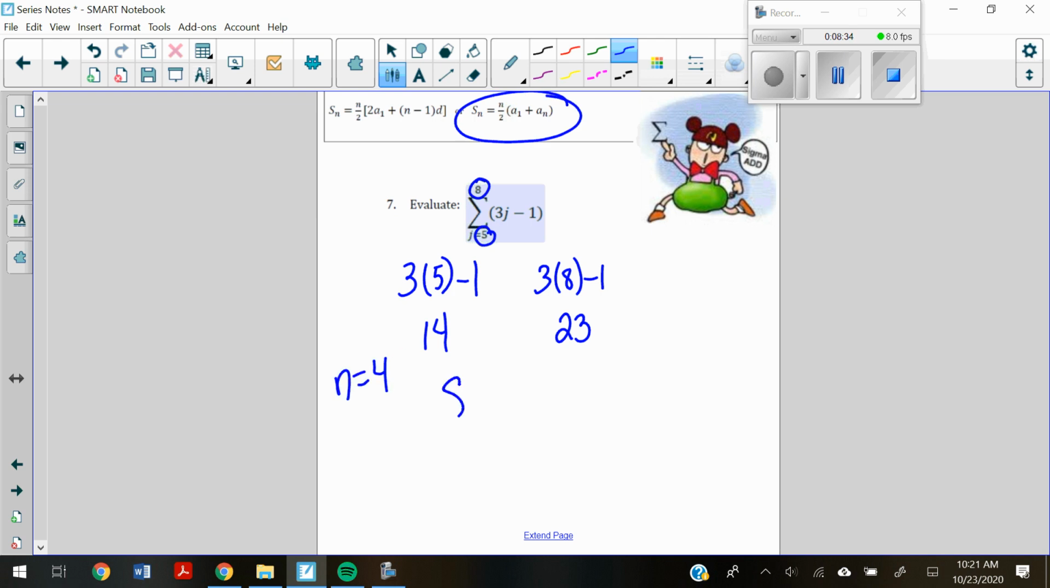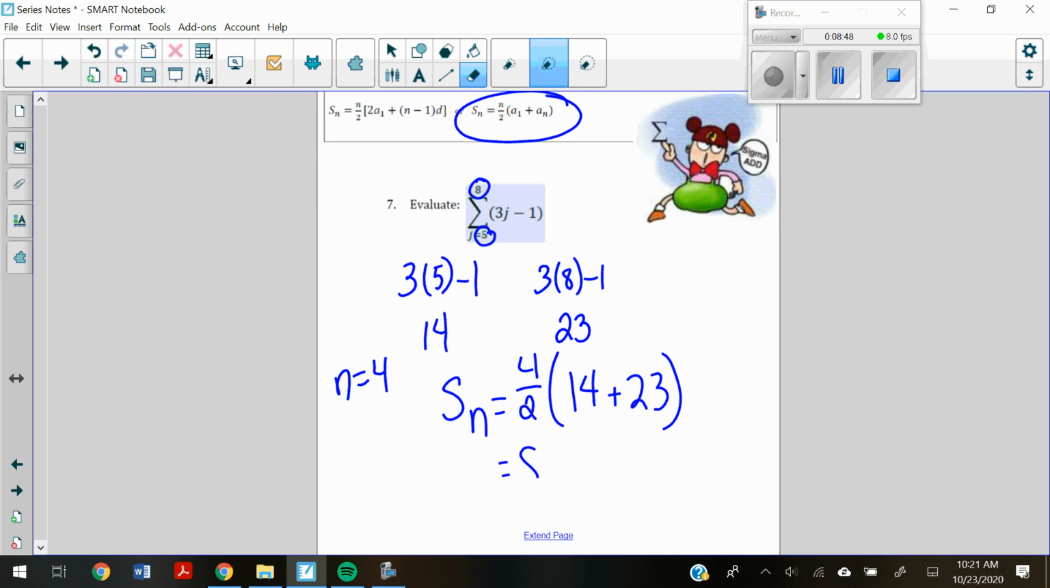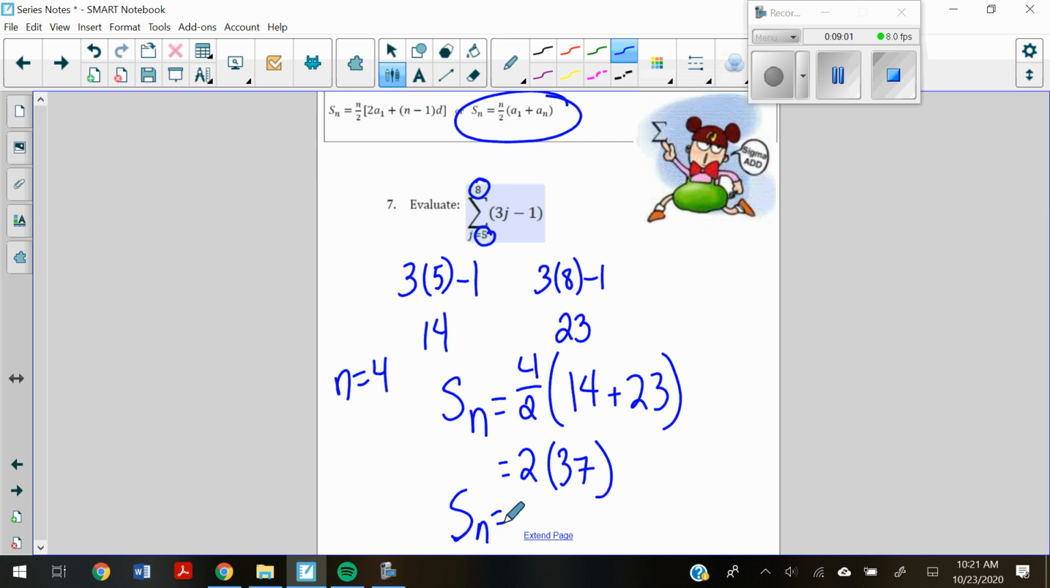So I'm using my summation formula above. So 4 divided by 2 times 14 plus 23. Okay, 4 divided by 2 gives me, oops, not 8, 2. All right, and 14 plus 23, we get 37. So my sum is 2 times 37. So I get 74. See how that worked? The hardest thing for some of you is just knowing that between 8 and 5 is not 3, but you're including the 8 and the 5, so it's 4.